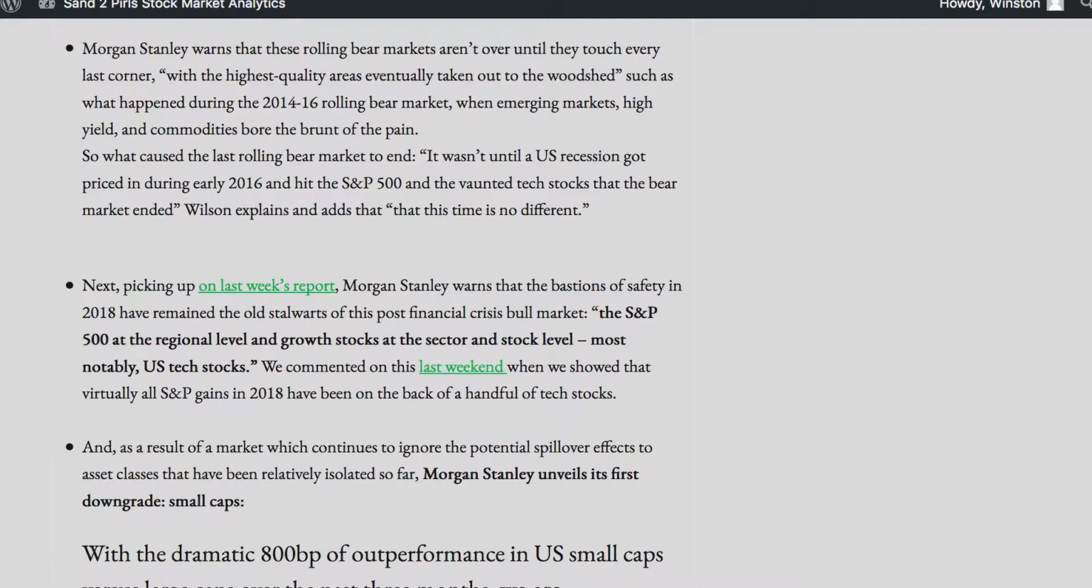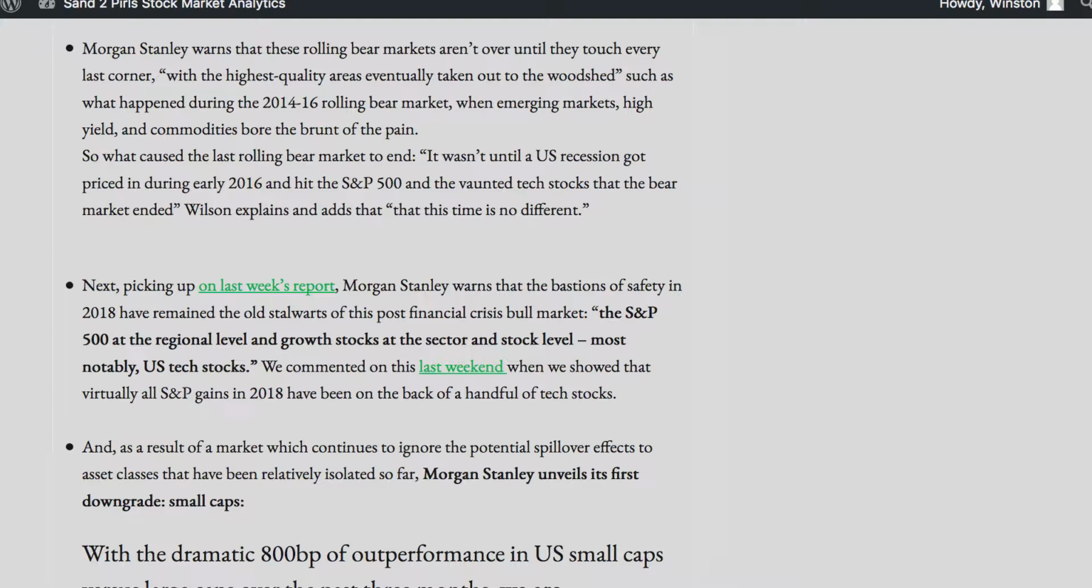Morgan Stanley warns that these rolling bear markets aren't over until they touch every last corner, quote, with the highest quality areas eventually taken out to the woodshed, close quotes, such as what happened during the 2014 through 16 rolling bear market, when emerging markets, high yield, and commodities bore the brunt of the pain.